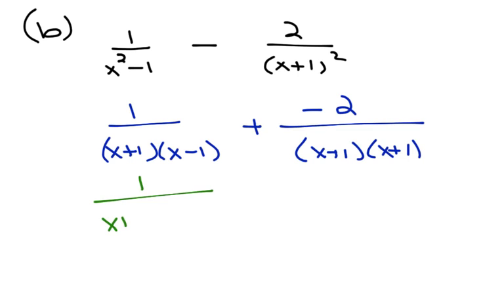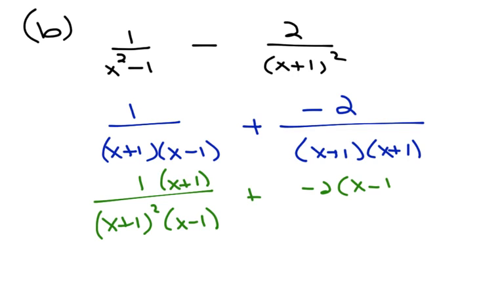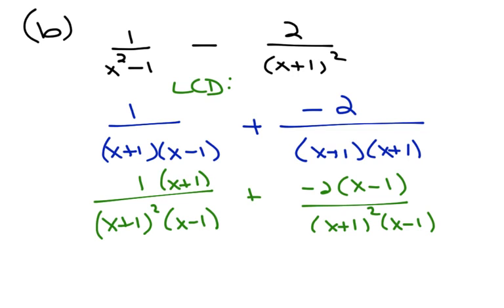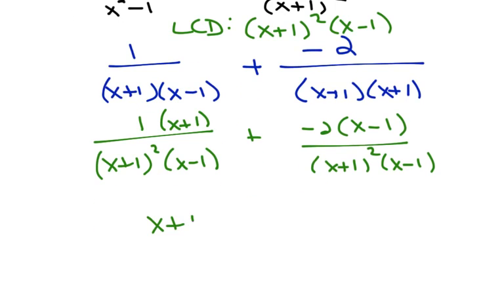So if this one had just an extra x plus 1, and if the second fraction had an x minus 1, then they would both have the same denominator. Or the other way is you can just determine that the least common denominator is x plus 1 squared, x minus 1. Now I'm going to distribute the numerator, so I get x plus 1 plus negative 2x plus 2.